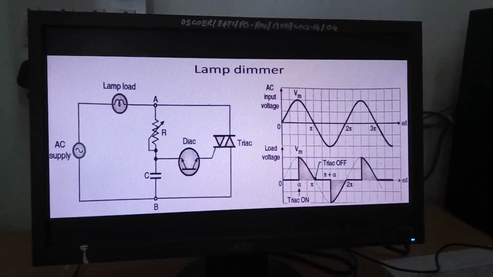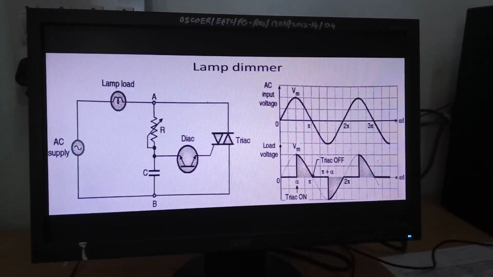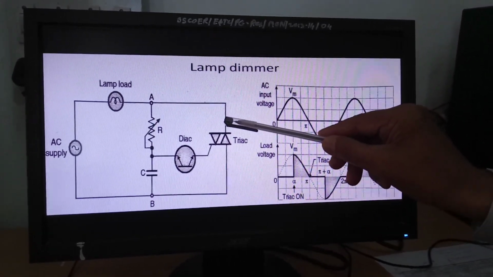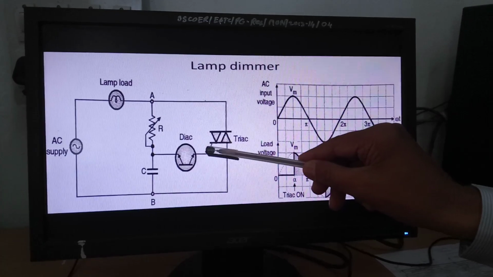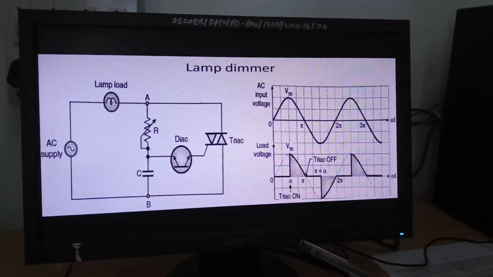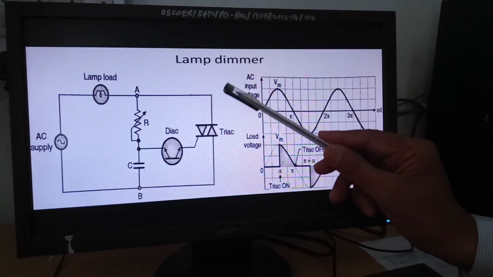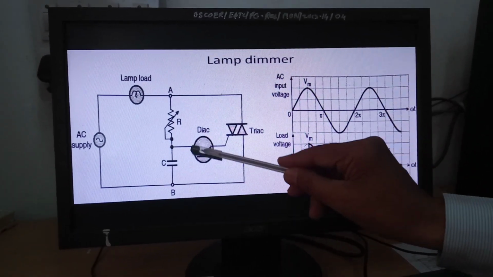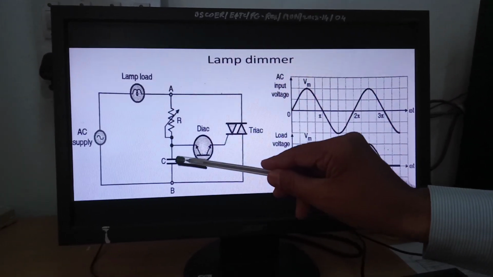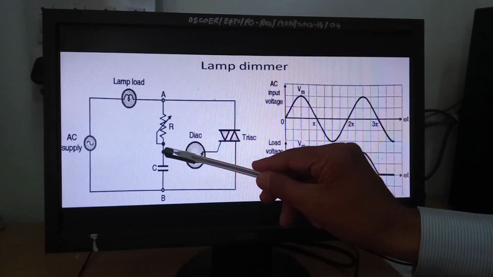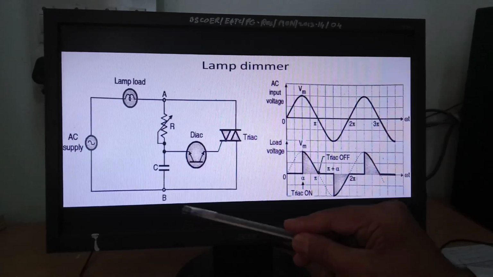TRIAC is nothing but a bidirectional device which has three terminals: MT1, MT2 and gate. So even if you connect two anti-parallel SCRs, you can form a TRIAC. A DIAC is used and an RC charging circuit. Here a variable resistance can vary the charging time of this capacitor.